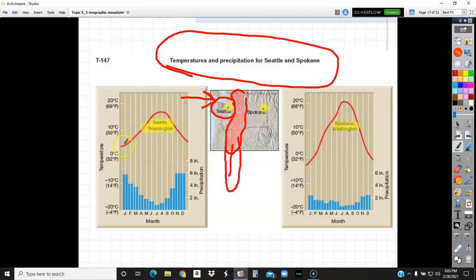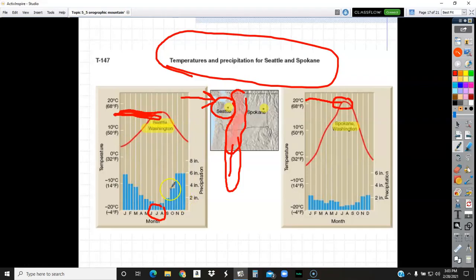Temperature-wise, you can see this red line is your temperature. They both have that bell shape, like we do. Cool in the winter, it gets warmer in the middle of the year. This would be July, August, right? It's warm, and then cool again. But notice the peak. Spokane gets a lot warmer. In fact, the peak of the temperature graph hits that 68. It doesn't even get close to 68 in this range for Seattle. So Seattle is definitely cooler, being on the windward side.